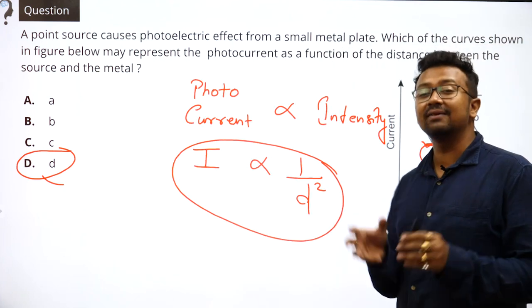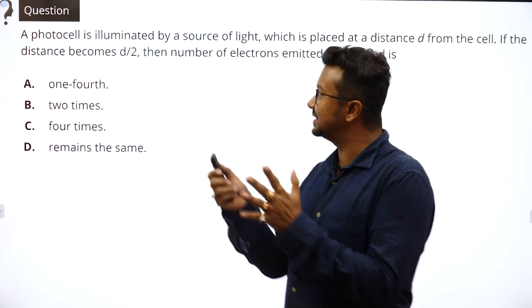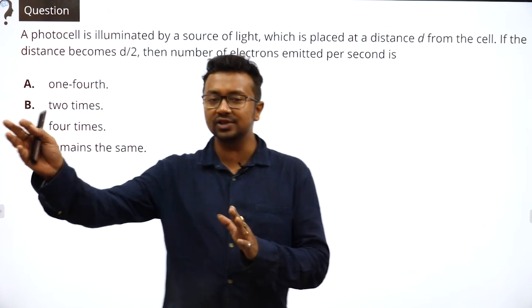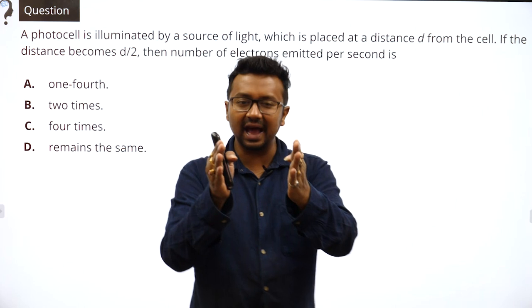Okay, chalo, let's have a look at the next question, which is very, very simple, just to test your understanding. Between the source and the metal plate, the distance is made half.